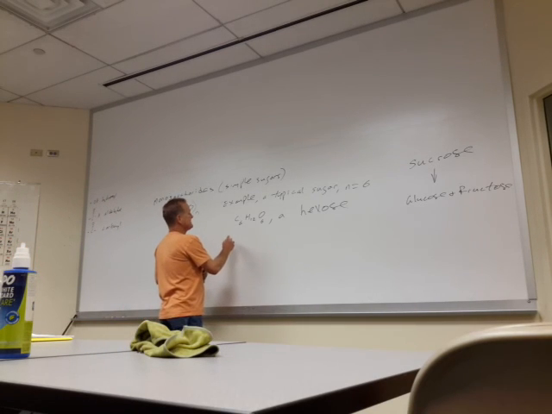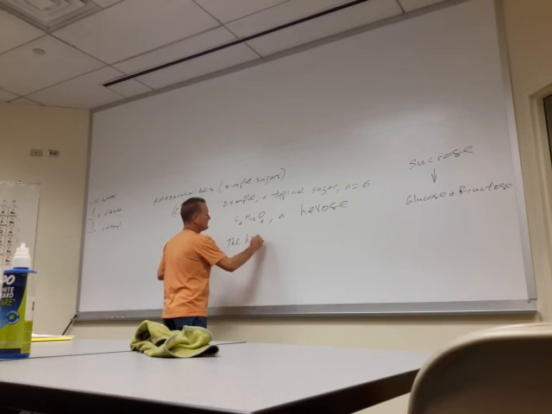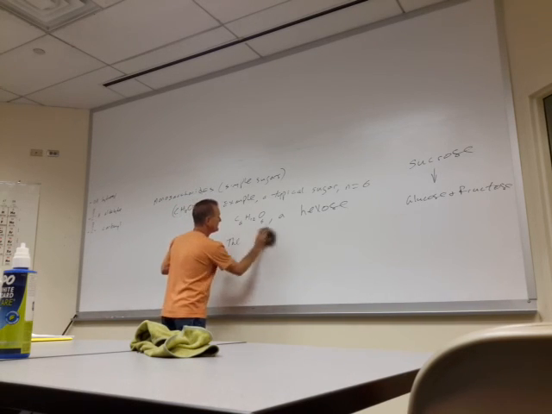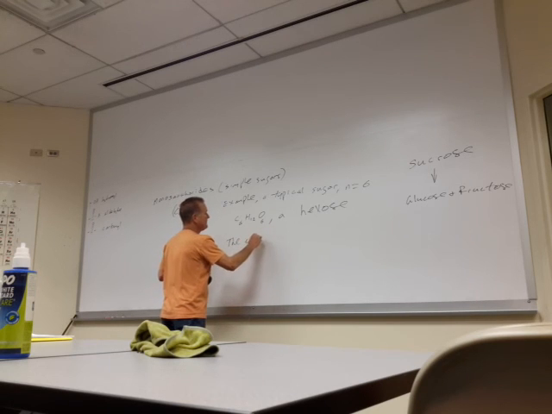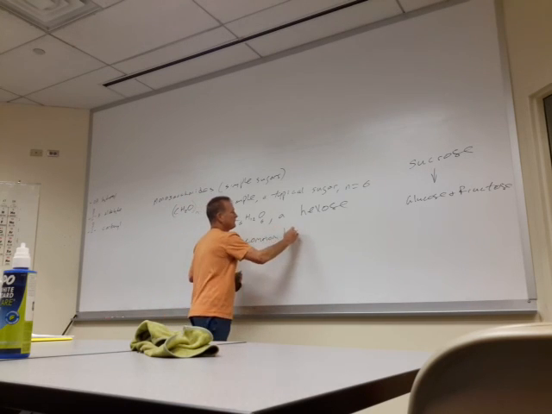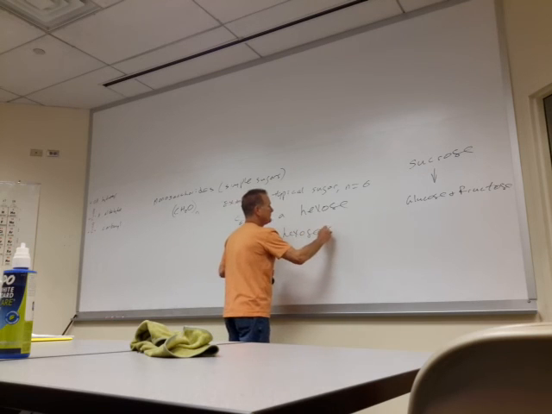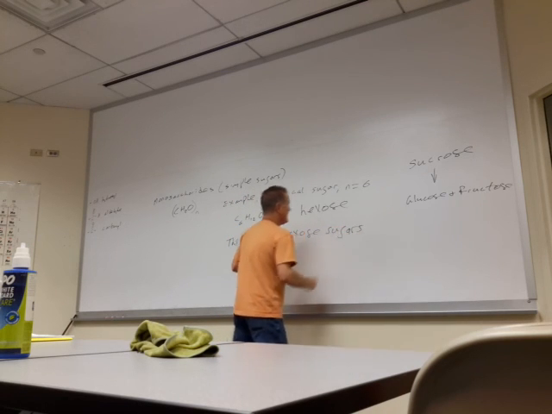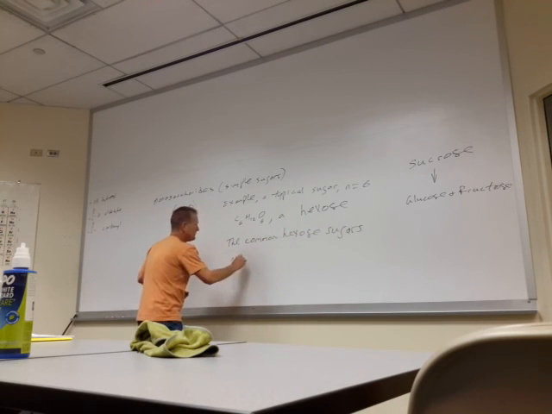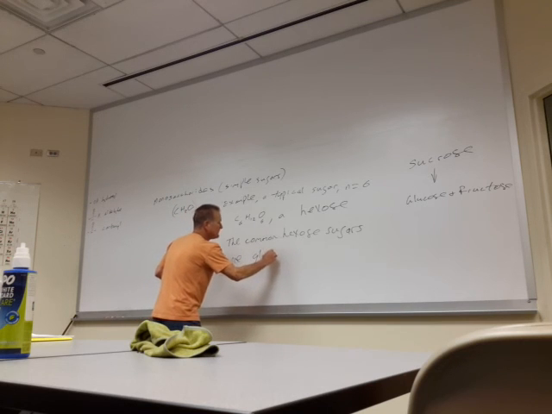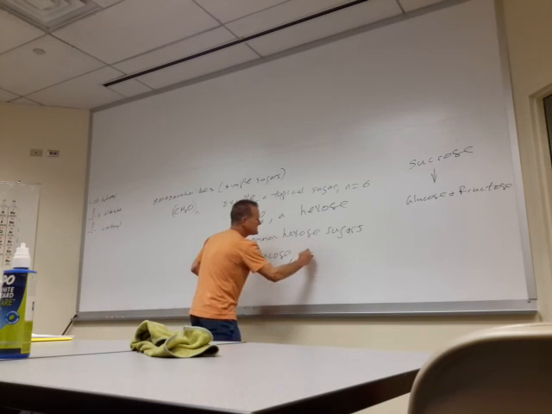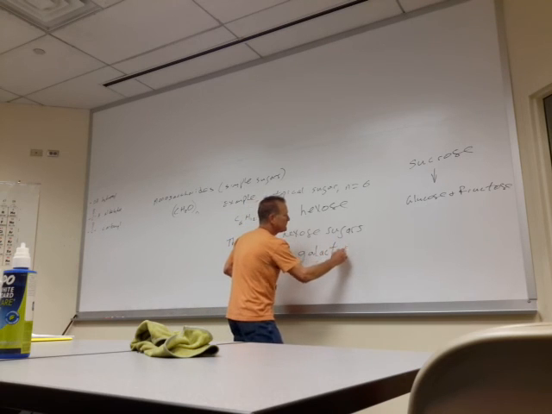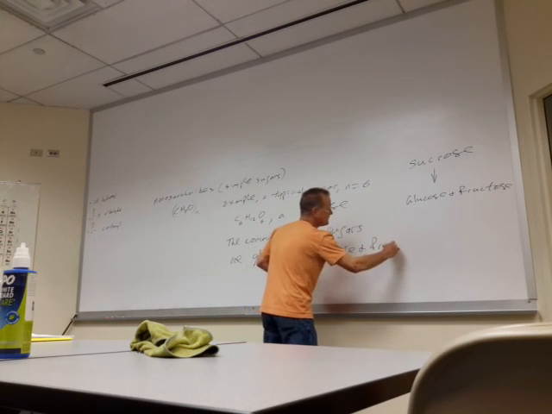The examples, or rather the common hexose sugars, are glucose, galactose, and fructose.